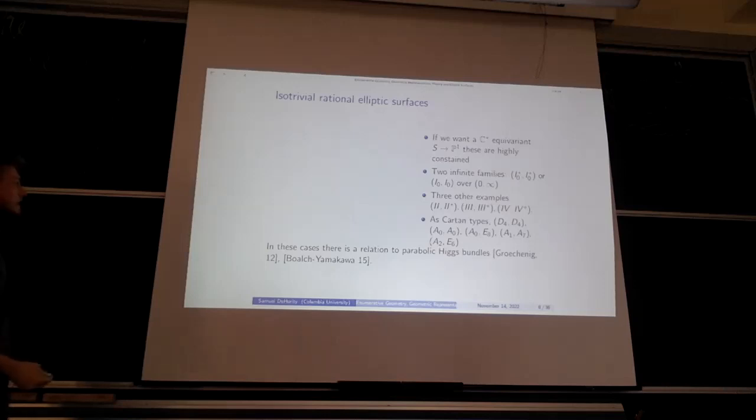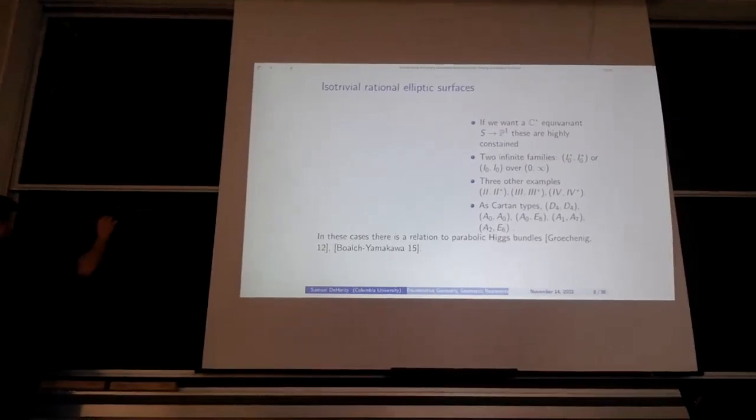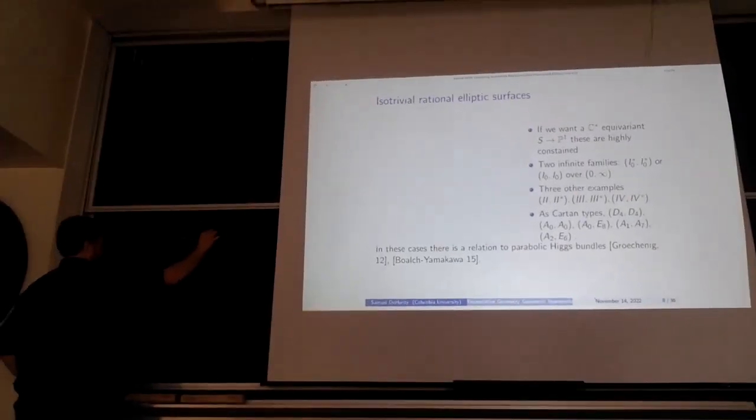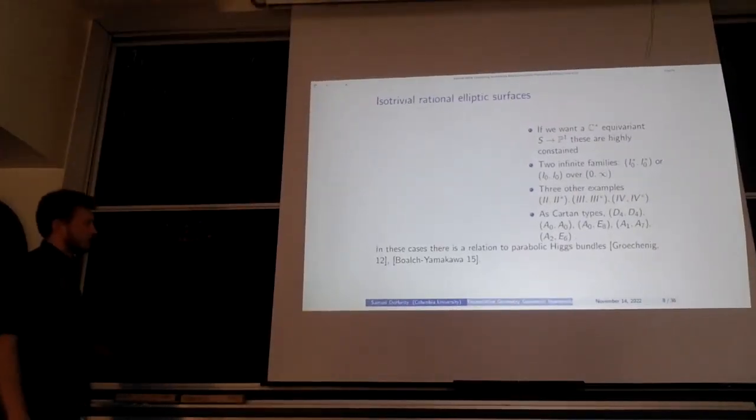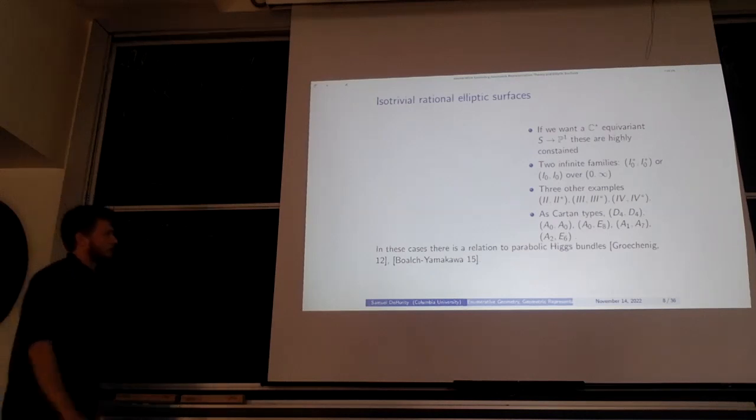And in fact, when I've given the talk online, I wrote in this section, but I didn't modify it for the Blackboard format. But the argument basically goes like this. If we want it to be C star equivariant, then this implies that the J invariant is constant.